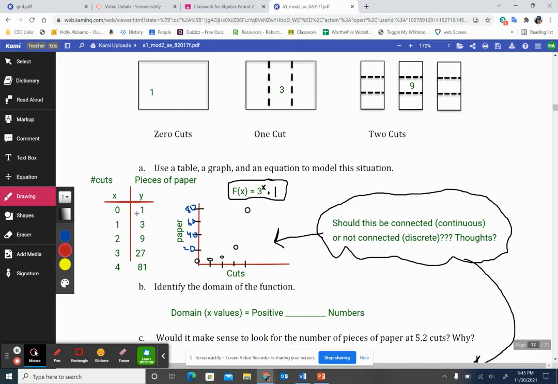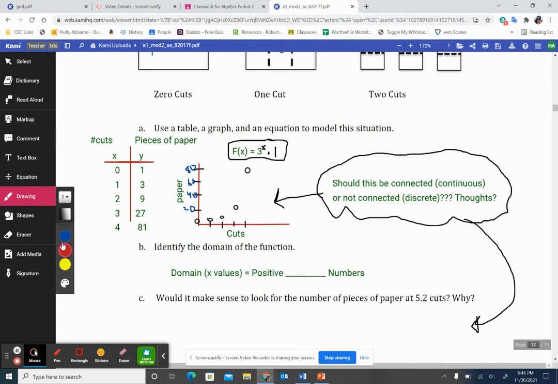Okay, so 0 is 1. After 0 cuts, I had 1 piece of paper. After 1 cut, I had 3 pieces of paper. 2 cuts, 9 pieces of paper. And if I continue this on, I notice the pattern is changing by times 3, right? There's my rate of change right there, times 3. So 1 times 3 is 3, 3 times 3 is 9, 9 times 3 is 27, 27 times 3 is 81. All right.